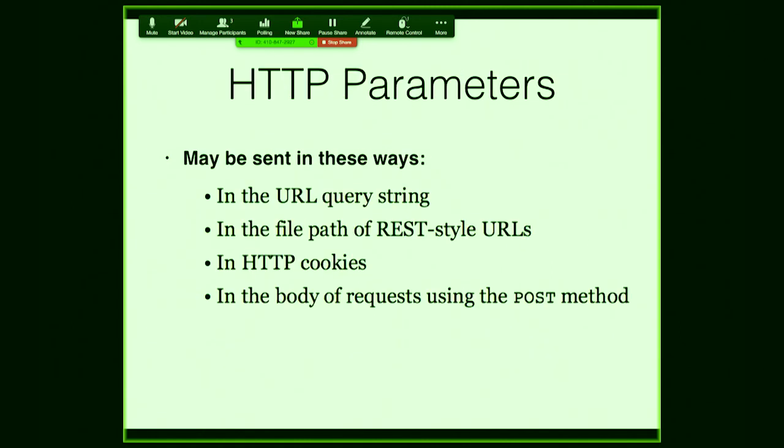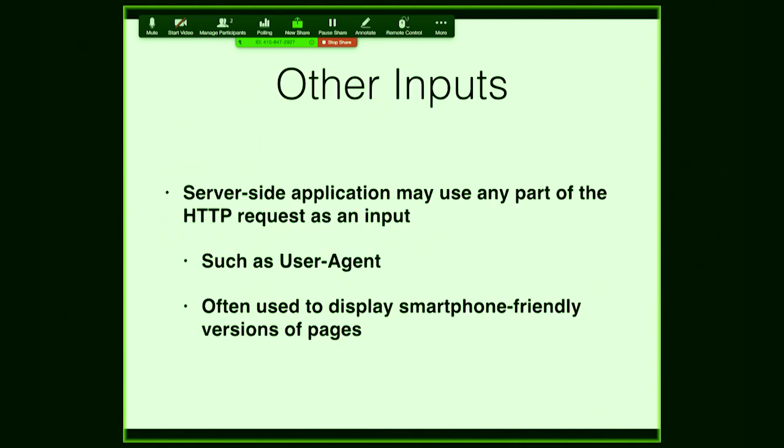So you're sending parameters up to the server. It could be in the query string, it could be in the file path like REST, it could be in the cookies, it could be down in the body after the 2 carriage returns, and your server can take any of that data and use it to customize the page. In principle, it could take it from the user agent, and it does, of course, at least to figure out if you're on a cell phone or not.